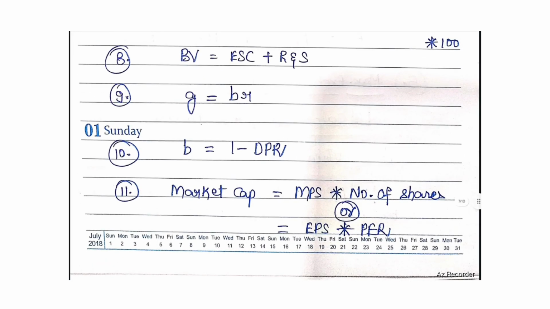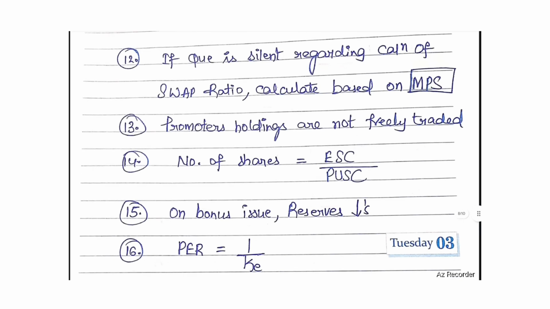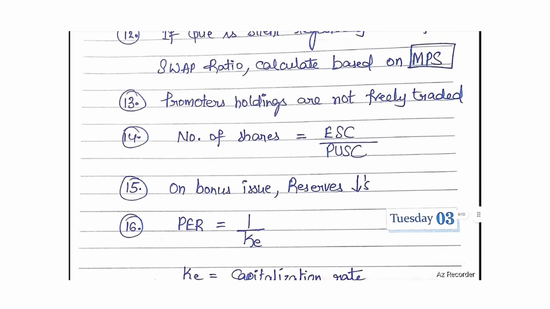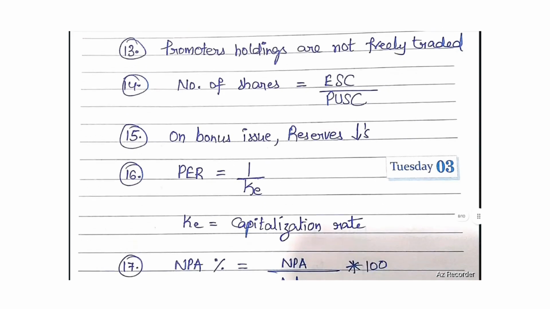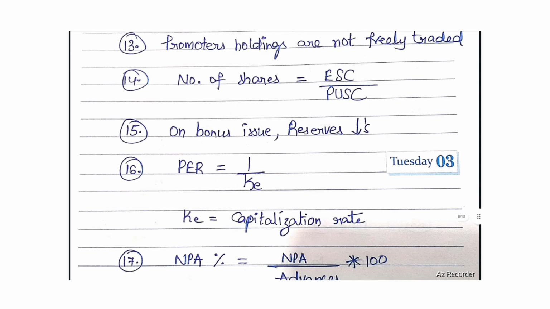Market cap equals MPS into number of shares, or EPS into price earning ratio. If the question is silent regarding calculation of swap ratio, calculate based on MPS. Next, promoters' holdings are not freely traded. How to calculate number of shares: equity share capital divided by paid up value per share. In case of bonus issue, reserves decrease because bonus is issued by utilizing the reserves.